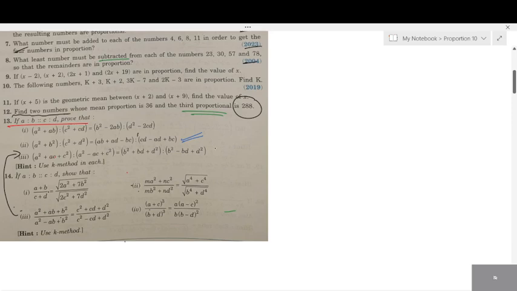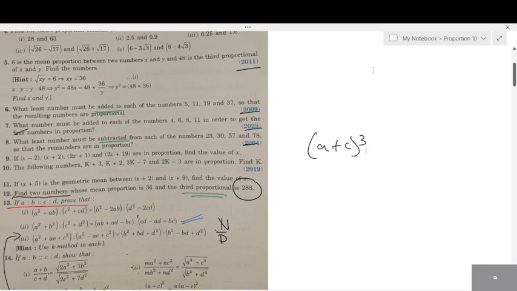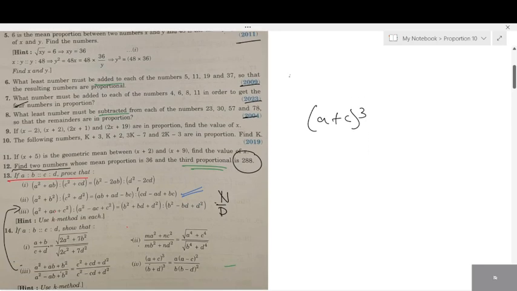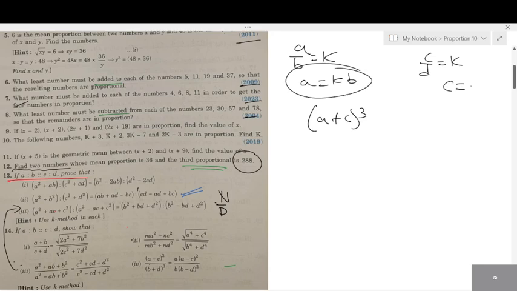In 13th main, they haven't written that we have to divide both numerator and denominator. In 14th main, they have already divided numerator by denominator. We'll try the fourth question. Right, 14th main, fourth question, a plus c the whole cube. Where is that value? a by b is equal to k. c by d is equal to k. a is equal to kb. c is equal to kd.